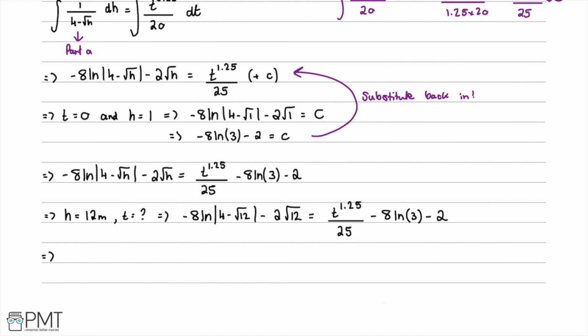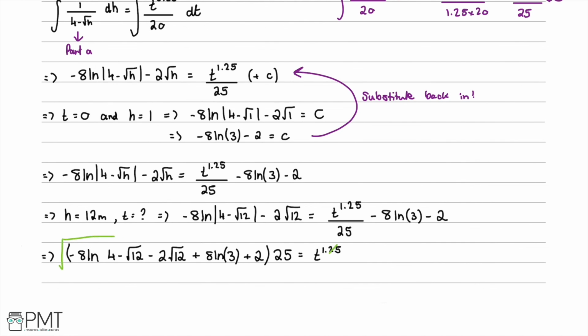So what we can do is take this term and add them onto the other side. So we're going to have negative 8 ln of 4 minus the square root of 12. Then we take away 2 root 12 also, and 8 ln 3 plus 2. Then we're going to put these in brackets, because what we can do now is multiply both sides by 25. That's going to leave us with t to the power of 1.25. So then, to get rid of the 1.25, we take the root to 1.25.